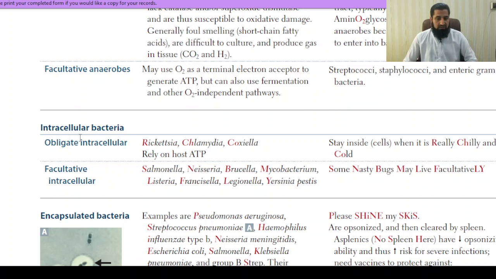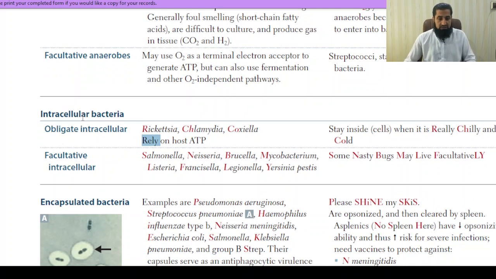Let's see intracellular bacteria, those bacteria which stay within your cells. These are obligate intracellular bacteria. Examples are Rickettsia, Chlamydia, and Coxiella. They rely on host ATP. How to remember? Stay inside the cells, stay inside when it is really chilly and cool. R for Rickettsia, CH for Chlamydia, and CO for Coxiella.